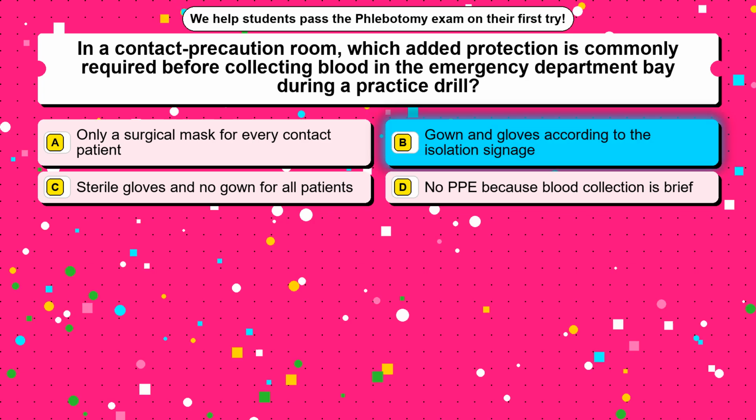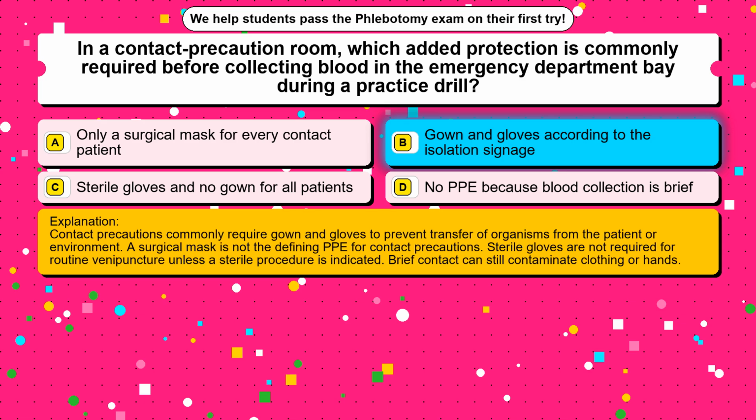The correct answer is option B. Gown and gloves according to the isolation signage. Contact precautions commonly require gown and gloves to prevent transfer of organisms from the patient or environment. A surgical mask is not the defining PPE for contact precautions. Sterile gloves are not required for routine venipuncture unless a sterile procedure is indicated. Brief contact can still contaminate clothing or hands.